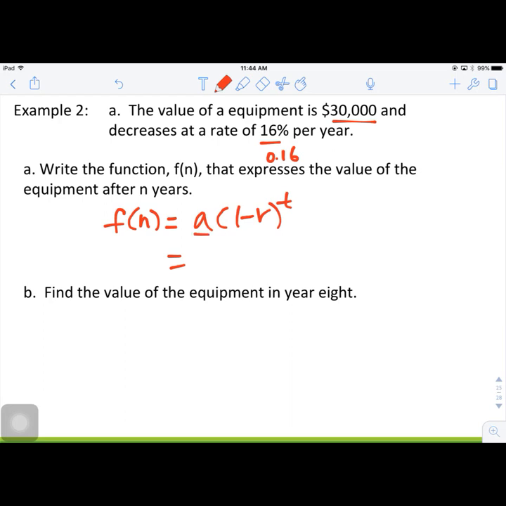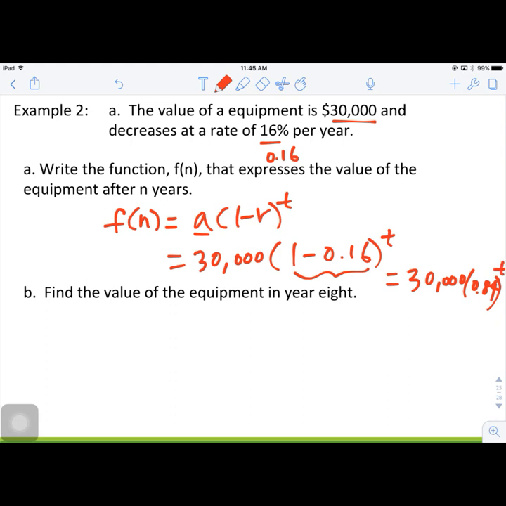And substituting our initial value of 30,000 in, and the ratio is 0.16 to the t, and reducing the 1 minus 0.16, which is 30,000 times 0.84 to the t. Notice that means we're actually losing value because we're multiplying by 0.84. That means every year it's only going to come back at 84% of the value of the previous year.